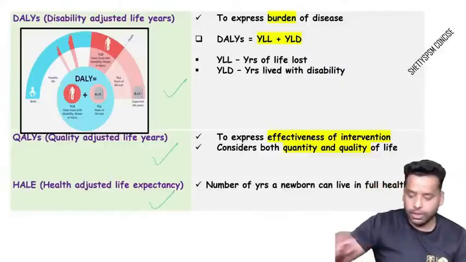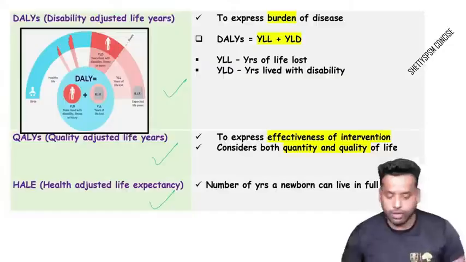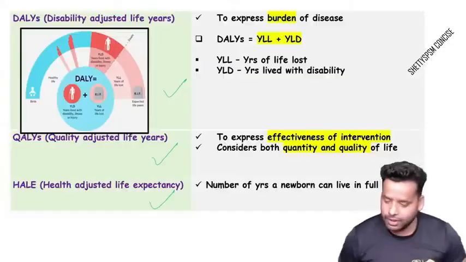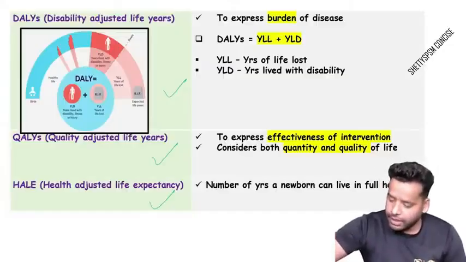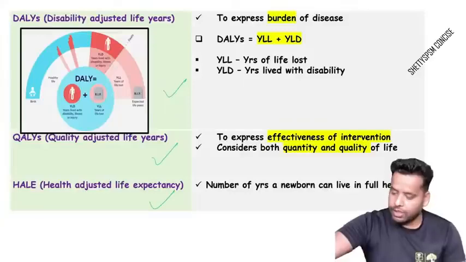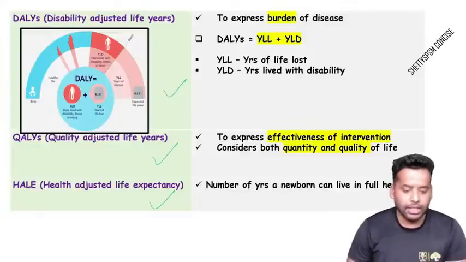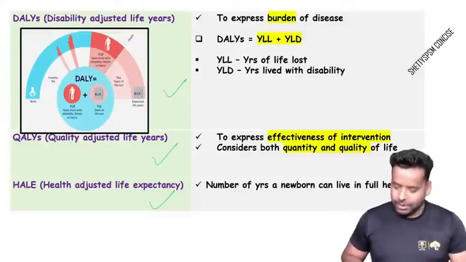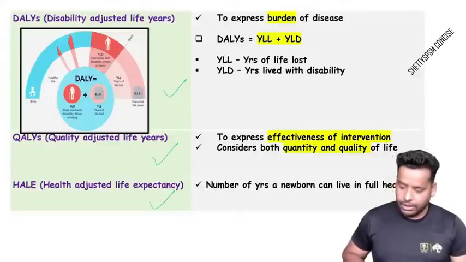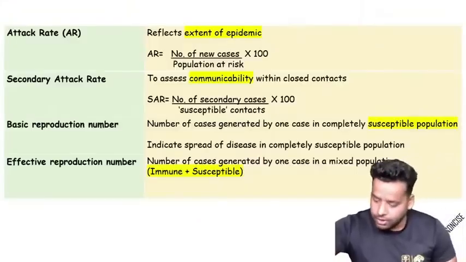Can you do one more favor for me? Can you type all these three words in the chat box? One is DALYs, second is QALYs, third, health adjusted life expectancy. DALYs, QALYs, and HALE. Disability adjusted life years. I want the spelling also, but don't type DALE. It is DALYs, QALYs, and HALE, H-A-L-E. Very good.